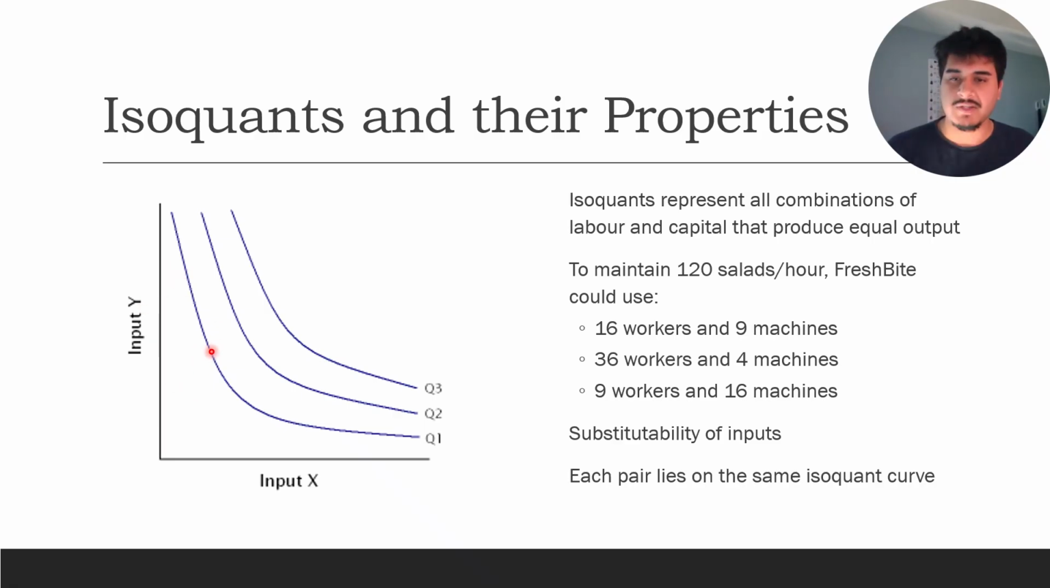We say that it lies on this curve. 16 workers and 9 machines lies about here, and we see that this produces 120 salads per hour. We can also see that 36 workers and 4 machines lies on that same curve up here, and it still produced that 120 salads per hour, and 9 workers and 16 machines down here produces that same 120 salads per hour. It shows the overall substitutability of inputs through isoquants.